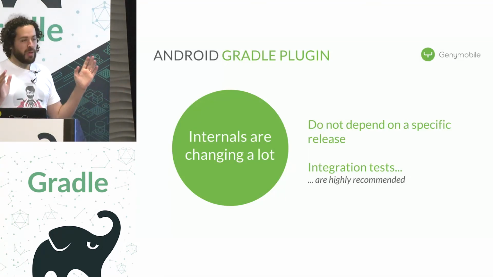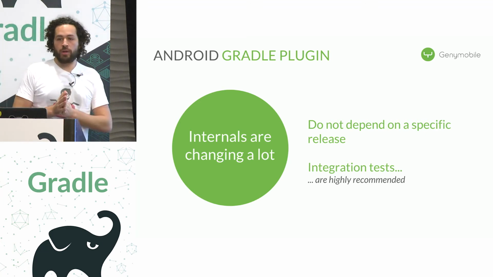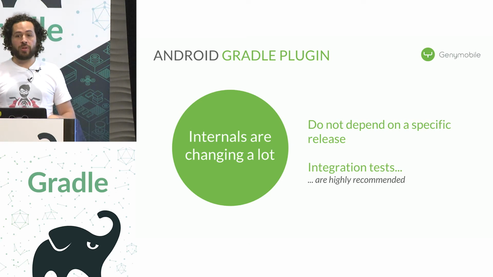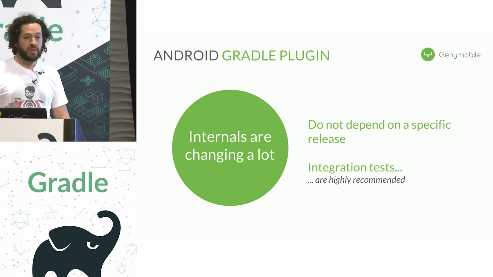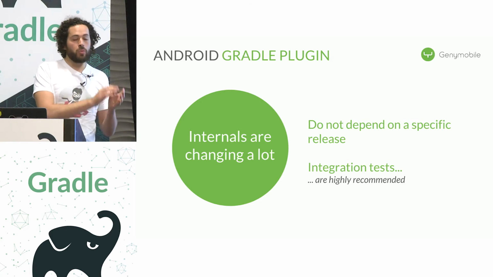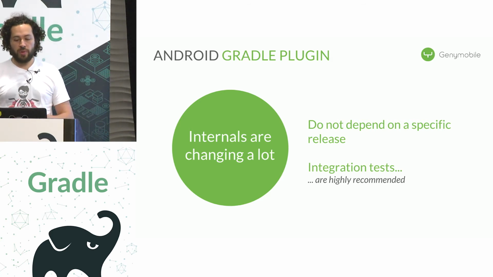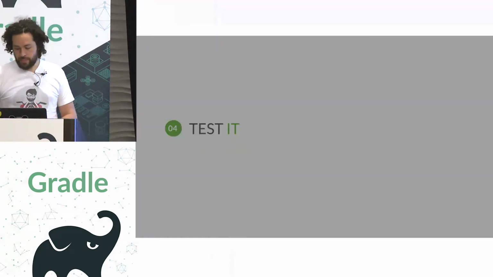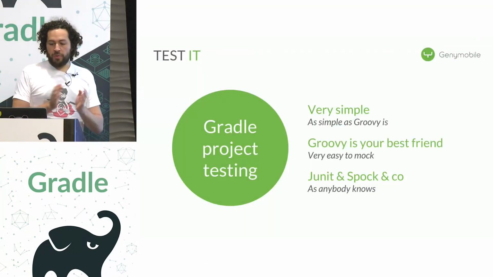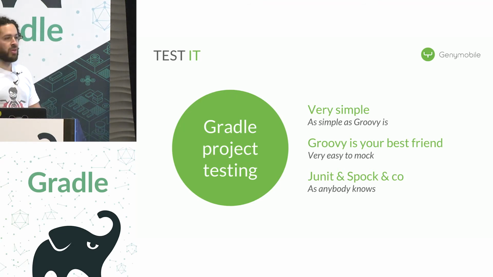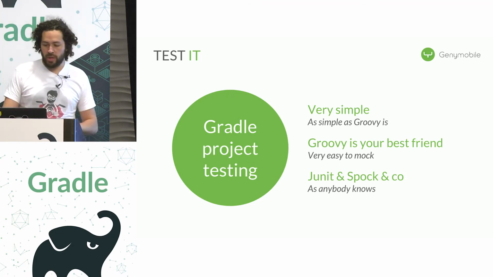Yeah, I told you, internals are changing a lot. And the only way for you to make sure that your plugin will continue running is to have tests that ensure that what you are coding will work with a new version of the plugin. So how to test an Android plugin? First, the Gradle plugins are Gradle projects, so it's very standard to test, okay?